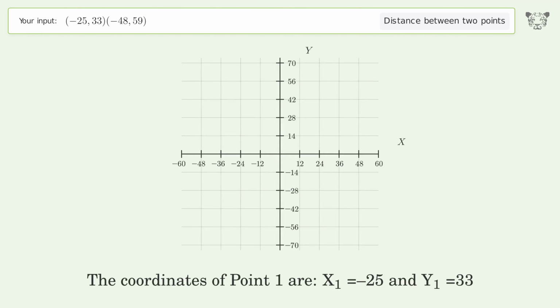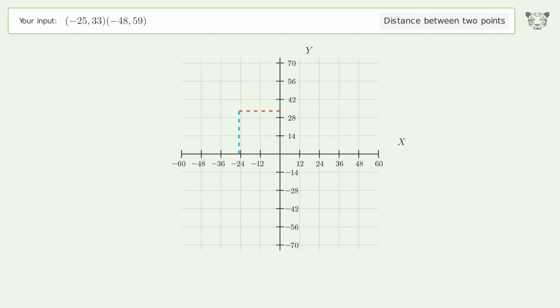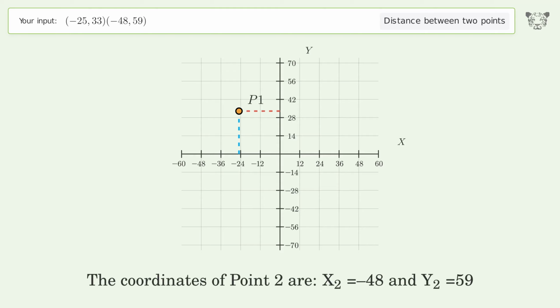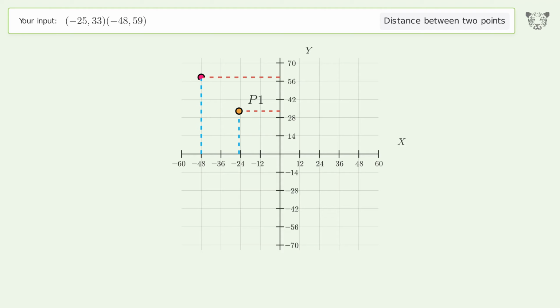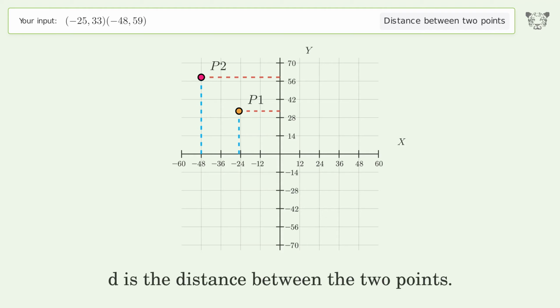The coordinates of point 1 are, x1 equals -25 and y1 equals 33. The coordinates of point 2 are, x2 equals -48 and y2 equals 59. D is the distance between the 2 points.